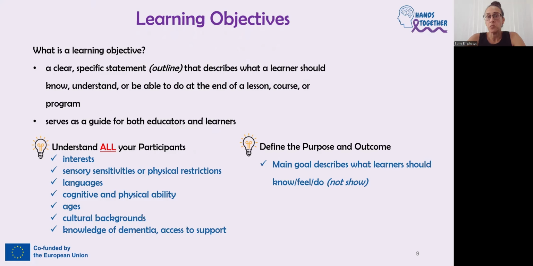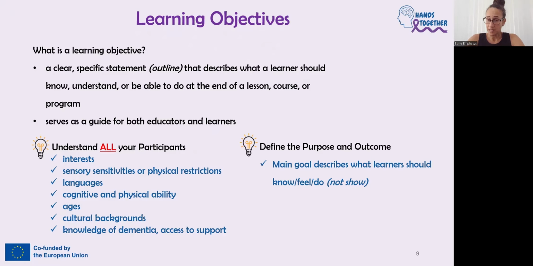So, objectives should be grounded in purpose. For example, what do you want participants to learn, feel, or experience? This isn't just about cognitive outcomes, but also emotional and social growth. Objectives provide structure for the activity and ensure that it's meaningful for all involved. They also help educators anticipate potential challenges and plan strategies to support engagement, ensuring that every participant can actively contribute.